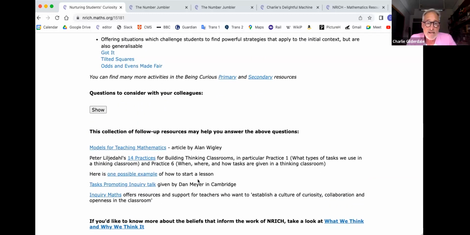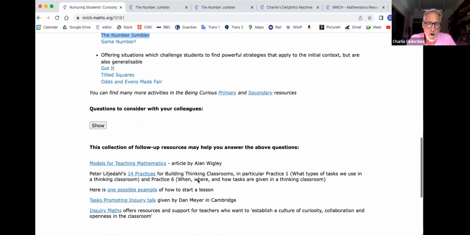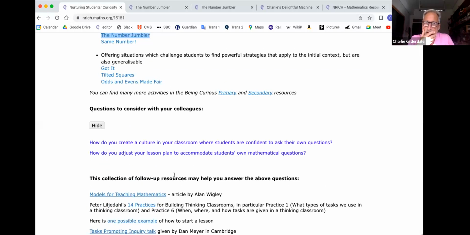And finally, as a sort of homework, questions to consider with your colleagues. I suppose the challenge after all this is, how do you create a culture in your classroom where students are confident to ask their own questions? And how do you adjust your lesson plan to accommodate students' own mathematical questions? Of course, it may not be possible to do in a lesson. It might be something that one returns to. But those are two interesting questions to go off and talk to colleagues about.